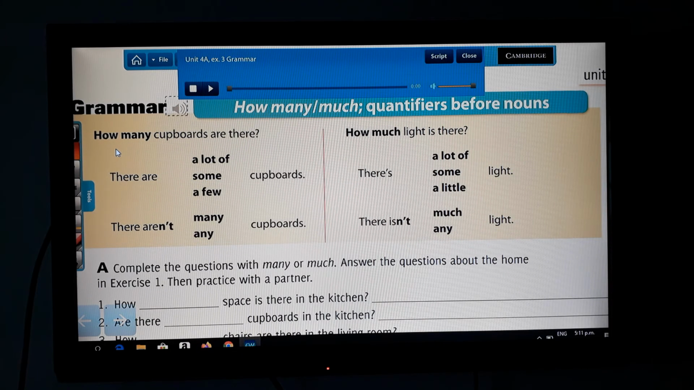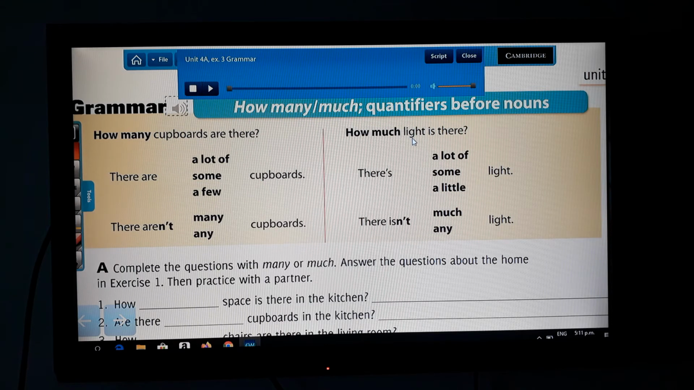So that's what we have. For the countable, you say how many. For the uncountable, you say how much. Look at the example, light. The light is not possible to count. You don't say 1 light, 2 lights, 3 lights. But the cupboards, the chairs, the sofas, the books, the pens, the pencils, they can be counted. So this is the difference. What is the idea here? Checking the uses of how many and how much.